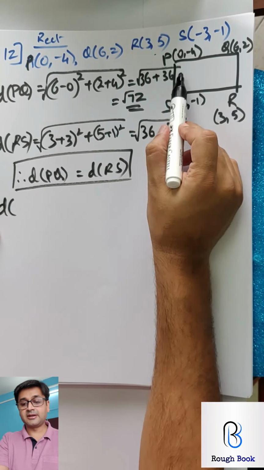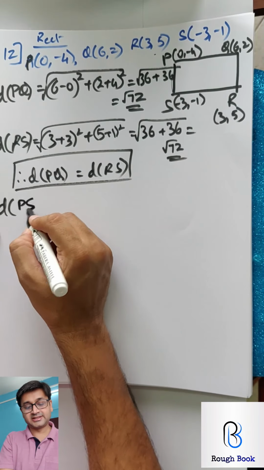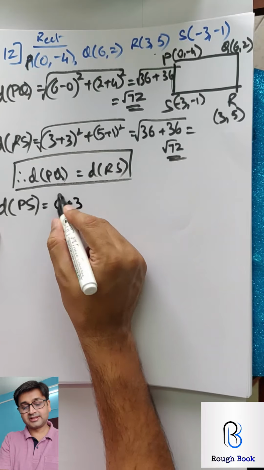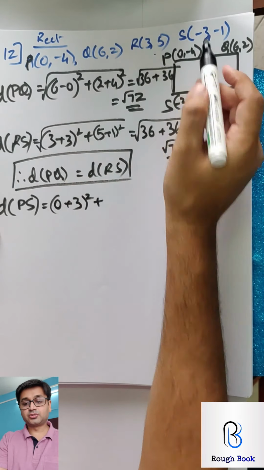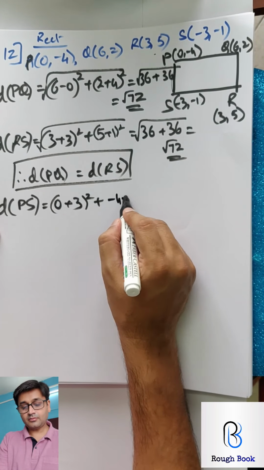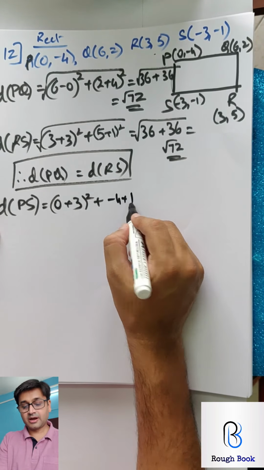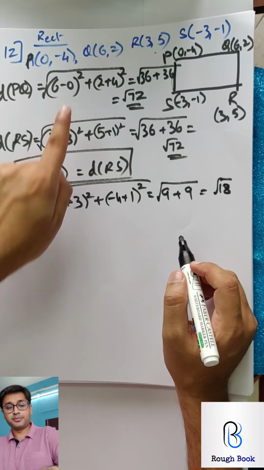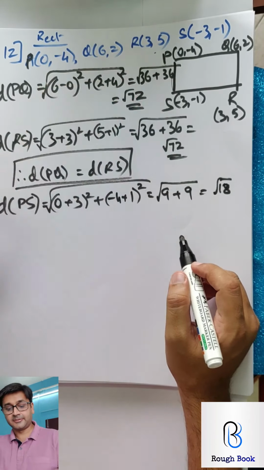Let's go ahead, this time these two sides. So PS first. P and S, first and last. So (0 plus 3) square and (minus 1 plus 4). Sorry, minus 4 plus 1. 0 plus 3, minus 1 plus 1. Correct. Under the root. So this will become 9. This will also become 9. So I will get root of 18. Am I correct? Let me recheck. PS is this side. Yeah.